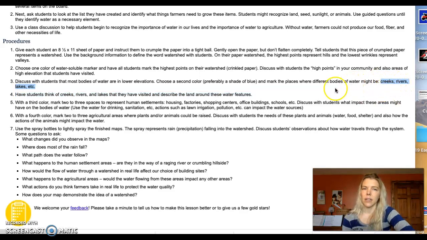So this is, of course, something that they're going to have to think about, where might those water bodies end up. And then the third color is going to be human settlements. So factories, housing, shopping centers, office buildings, schools, etc. They might think about some of these water issues that people don't really think about a whole lot.